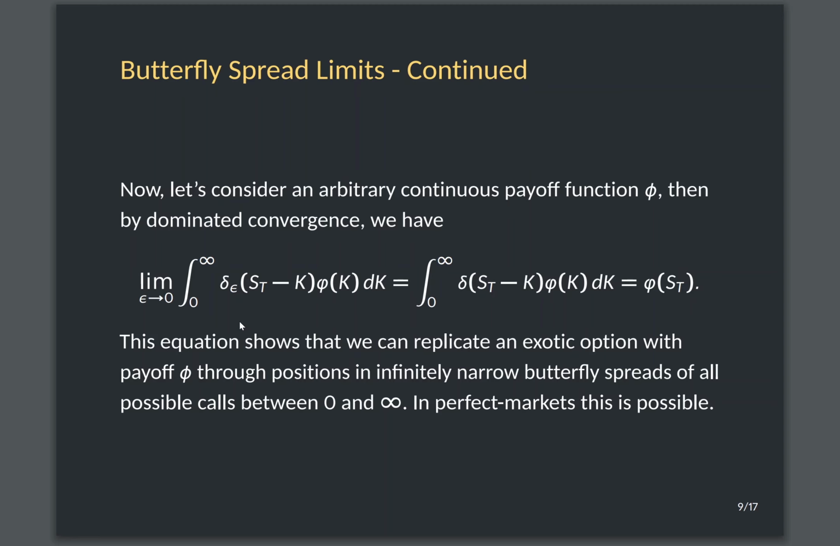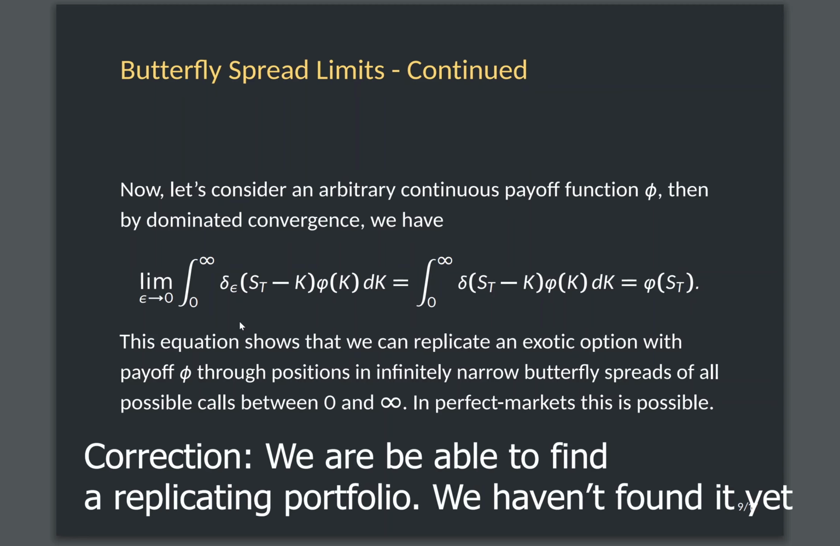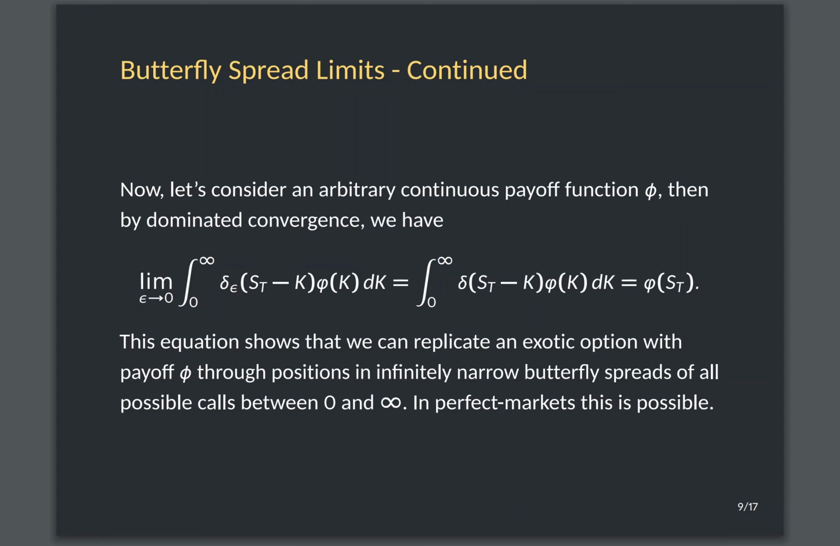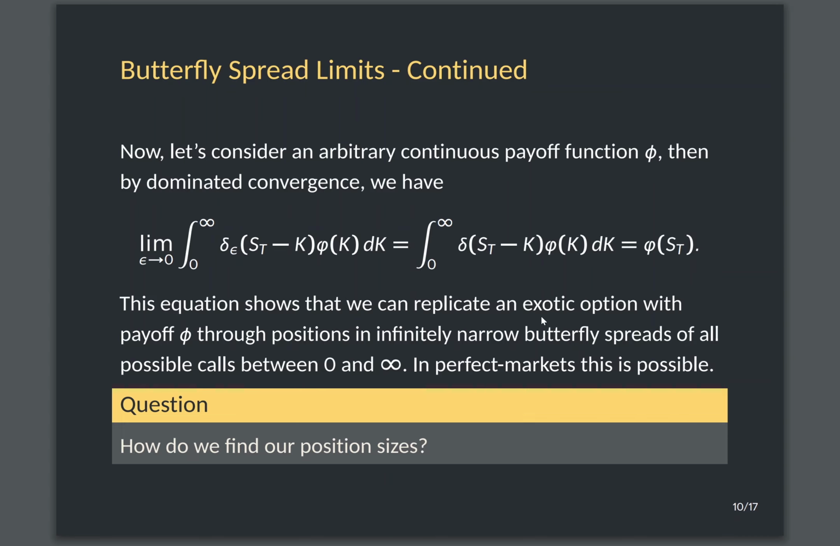That is, we can find a replicating portfolio. Note that under the perfect markets hypothesis, we can purchase infinite calls at every possible strike. Well, mathematically this is great, and it shows the existence of a portfolio. But that begs the question, how do we actually find our position sizes?